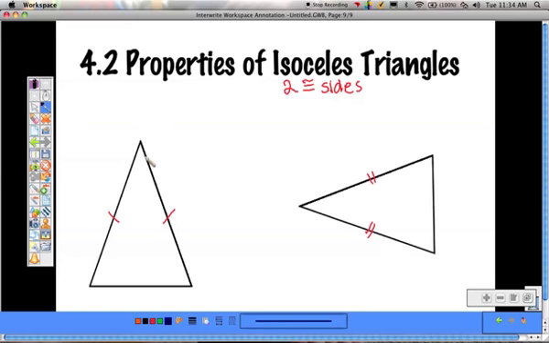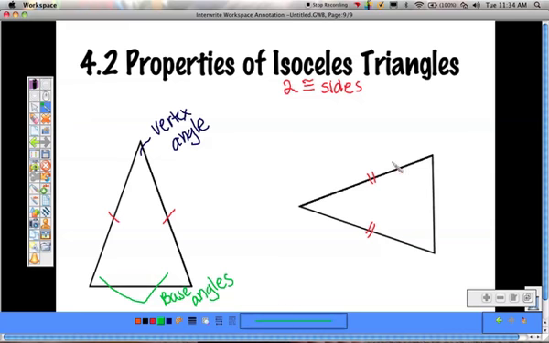The angle where the two congruent sides meet, this is called your vertex angle. Again, this is where the two congruent sides meet. The other two angles are called the base angles. That's where your congruent side meets your non-congruent side.